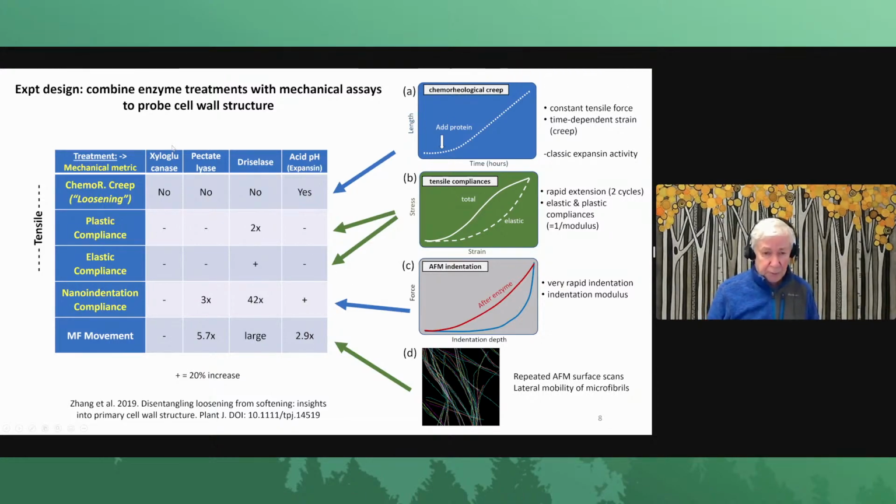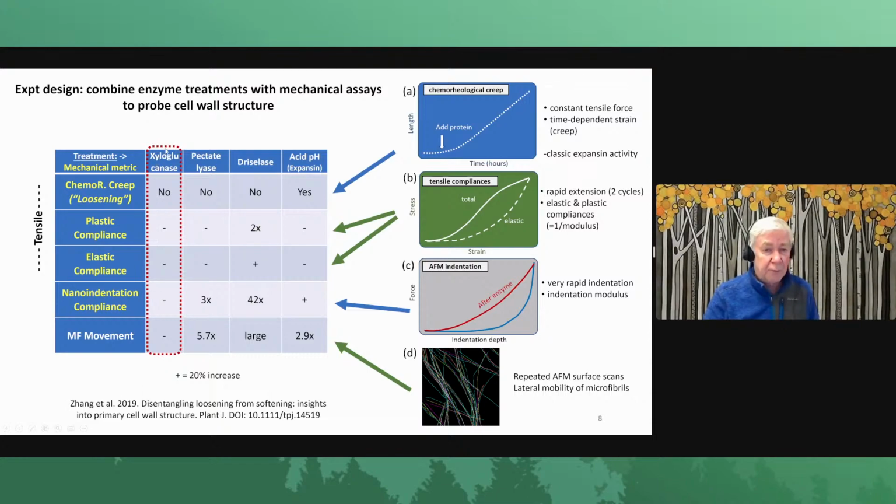And so just to go through these relatively quickly without belaboring the point, when we treat with a xyloglucanase, we don't see any changes in these mechanical assays. So xyloglucanase doesn't cause cell walls to creep. It doesn't cause changes in the tensile plastic or elastic compliances. We did not see changes in the nano indentation compliance, and we did not see changes in the microfibril movements. So these results are very similar to the kinds of things we saw some years ago.